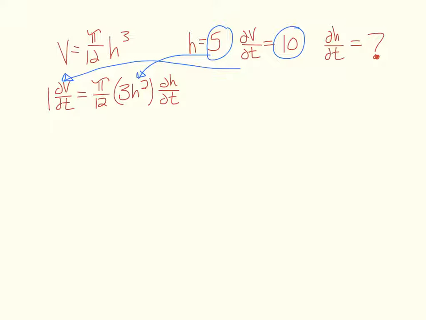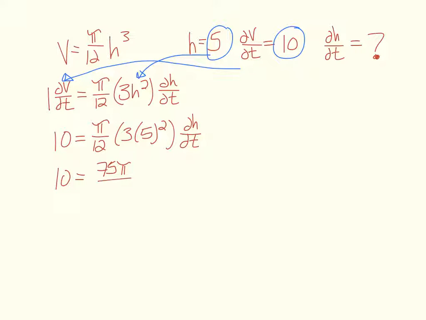So on the left side we will have 10, and on the right side we will have pi over 12 times 3 times 5 squared, dh dt. The left side we will leave as 10 for the time being, and the right side, when we simplify 3 times 5 squared and multiply it by pi over 12, we end up with 75 pi over 12 dh dt.